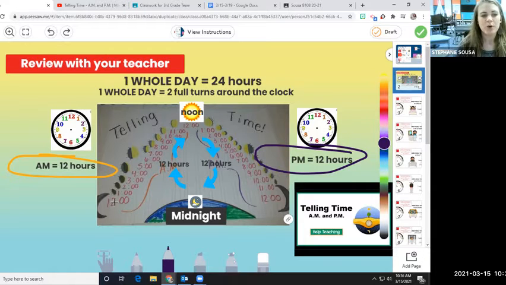When we get to AM, we're starting at 12 and we're going up 1, 2, 3, 4, 5, 6, 7, 8, 9, 10, 11, 12. And then when we go to PM, we're going down 1, 2, 3, 4, 5, 6, 7, 8, 9, 10, 11, 12. So AM is going up to start your day. PM is going down to end your day. Okay? Questions on that?